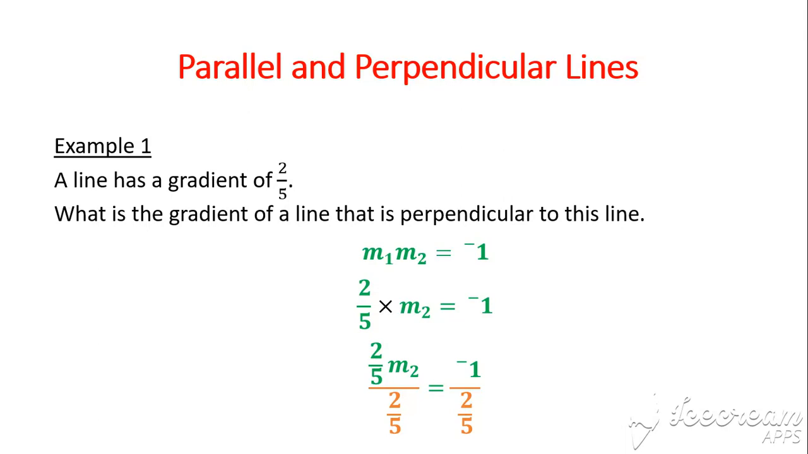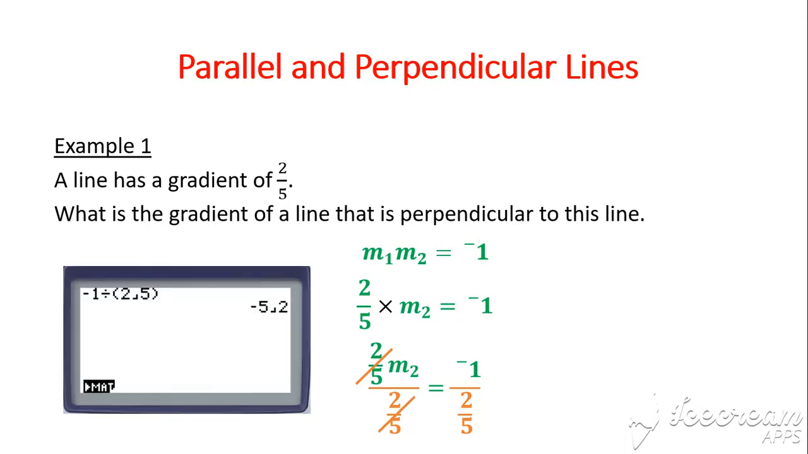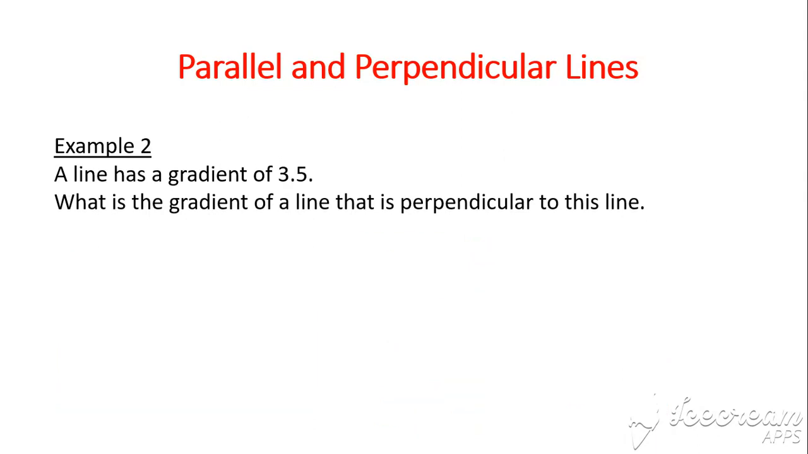Now, what we're going to do is divide both sides by 2/5, and the 2/5s on the left both cancel out, and we're going to get M2 is equal to -1 divided by 2/5, and we end up with our answer of -5/2. Now, it probably was a bit easier to use our little trick we learned at the start for that example. But let's look at another example where it's not so easy.